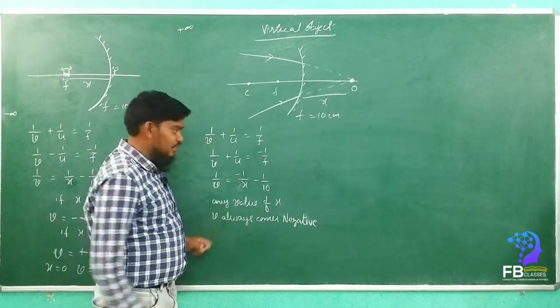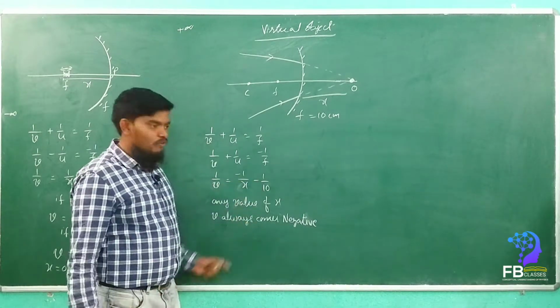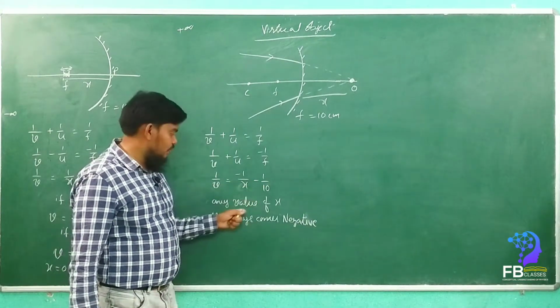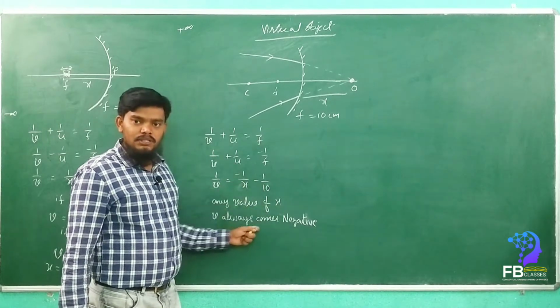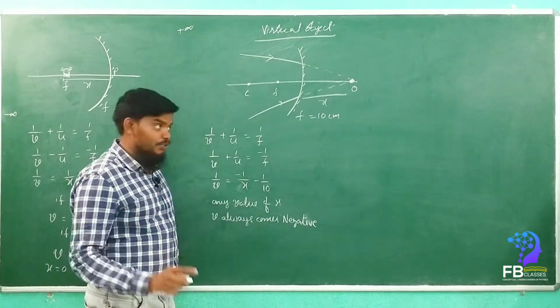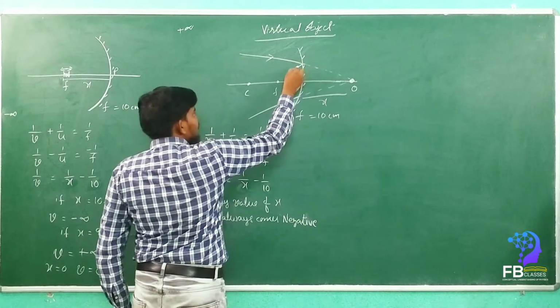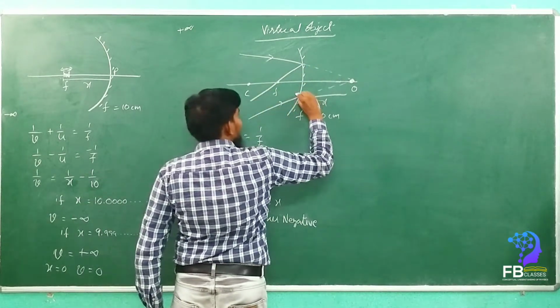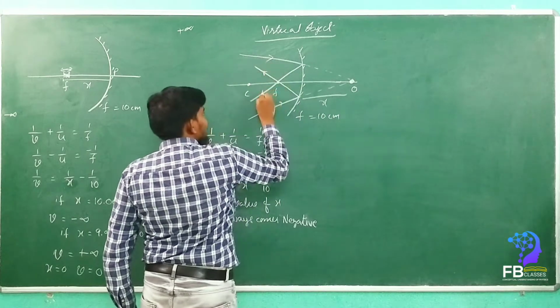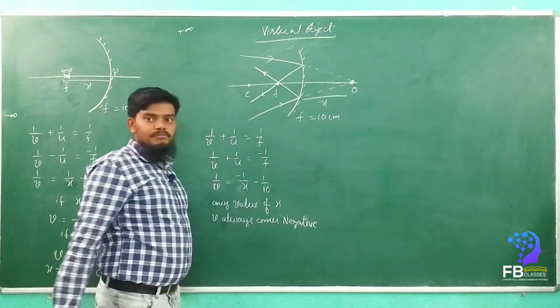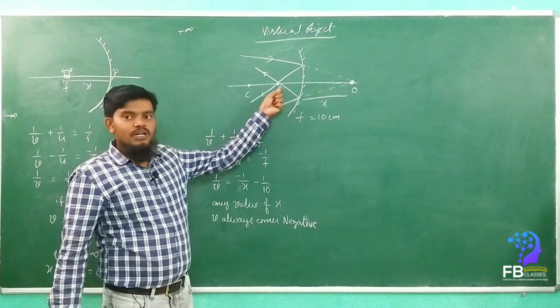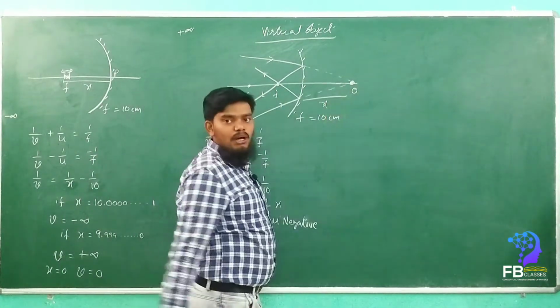V always comes negative, because this is also a negative value, and this is also a negative value. Whatever value we put for x, the total v value will come out negative. See here, how will the image form? This is a reflected ray and this is a reflected ray, so these two reflected rays will meet here, maybe at the principal focus or based upon where the object is placed.